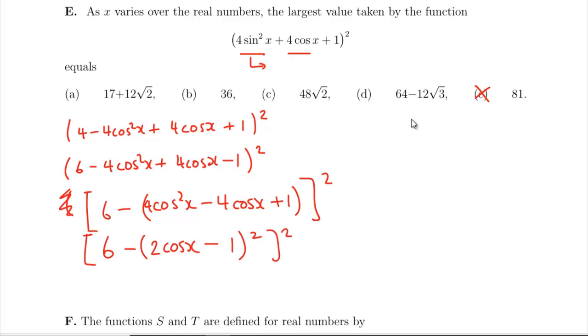So the most we can make that is when that is 0, because then we're taking nothing off of 6 and then squaring that for 36. Okay. Yeah, it just seemed highly unlikely that we were going to have something inside the bracket that was going to be a 4th root of something.